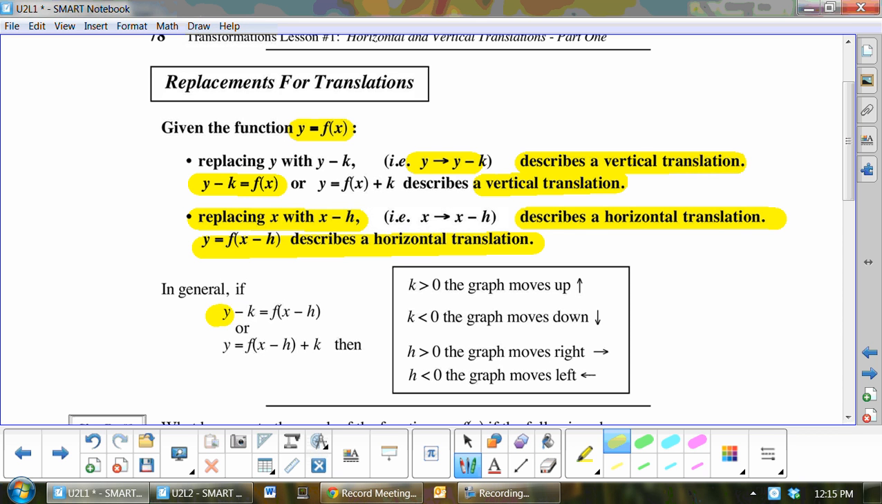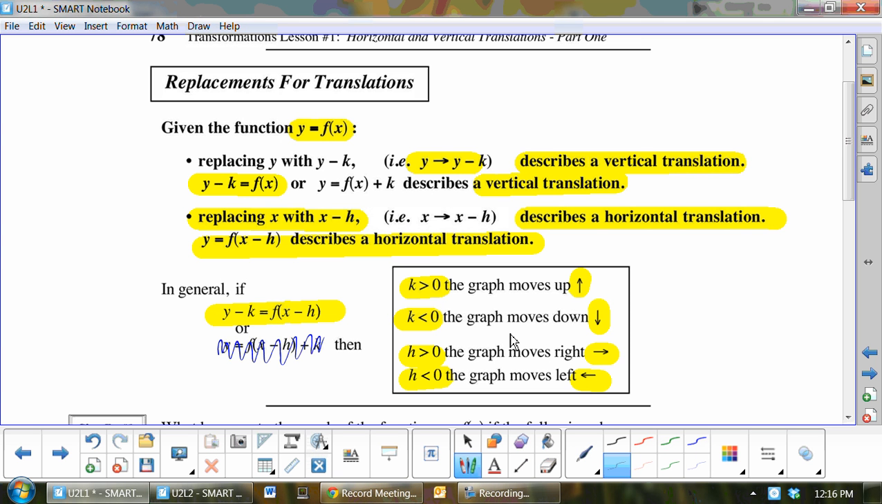Okay? Now, I like using this form, because in the other one you have weird rules. So remember the k: if the k is positive, aka greater than 0, then the graph moves up. If k, the number after the minus sign, is negative, aka less than 0, it goes down. If h, the number after the minus sign, is positive, then it goes right, and if h is less than 0, then we go left. Now remember, it is the number after the minus sign.